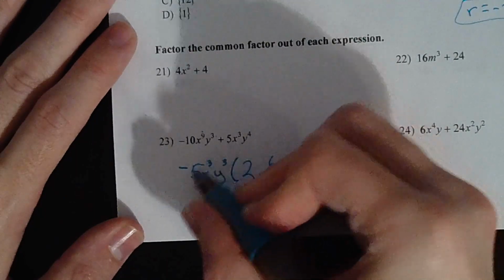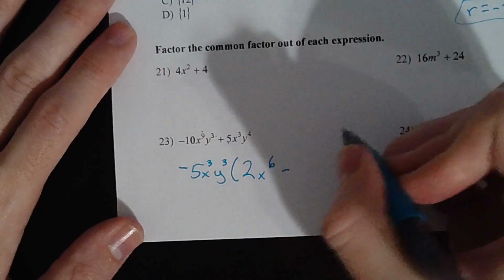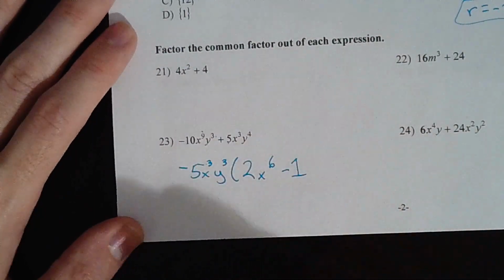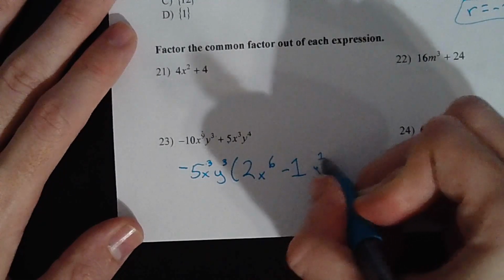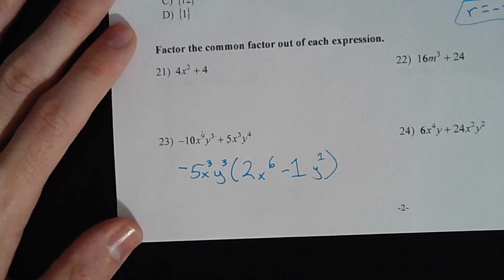Now, 5 divided by negative 5, that's negative 1. You don't have to write the 1, but I will. It's good practice. 3 minus 3 is nothing, but 4 minus 3 is 1. So again, if you want to write the 1, do it. You don't have to. That's the whole question.